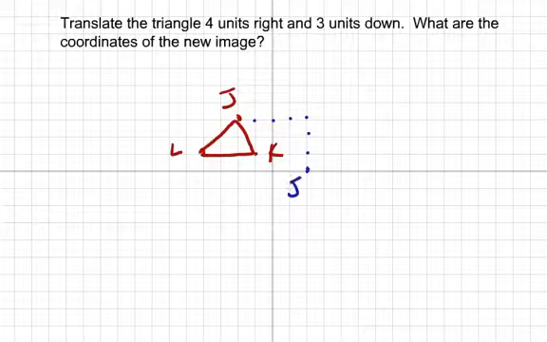And then we're going to do K, which is 4 units to the right, 1, 2, 3, 4. And 3 units down, 1, 2, 3. So that is the new K.